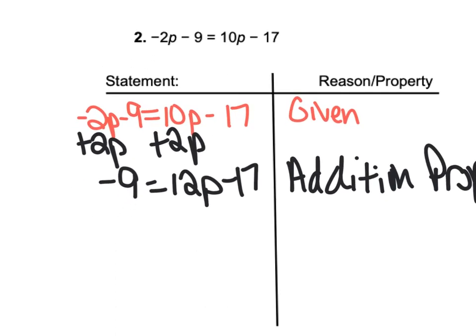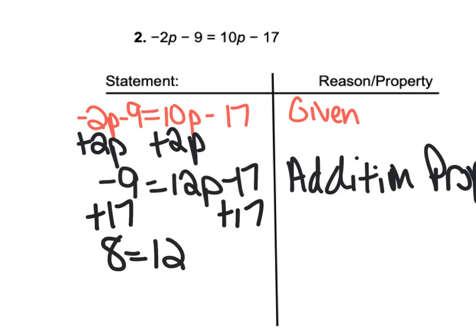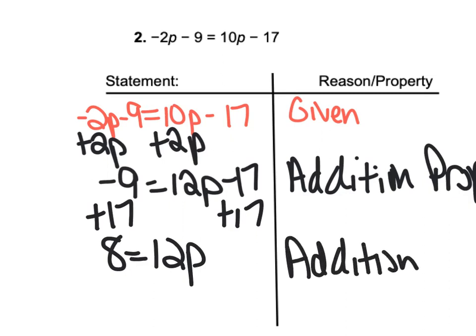All right, moving on. I'm going to keep going. I'm going to add 17 to both sides. And I get 8 equals 12p. Well, what did I do to get that? I added. So again, it's just the same reason. It's the addition property of equality.